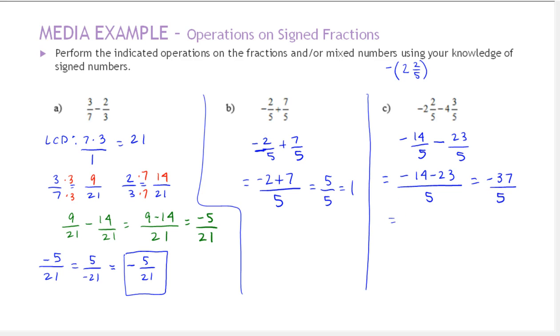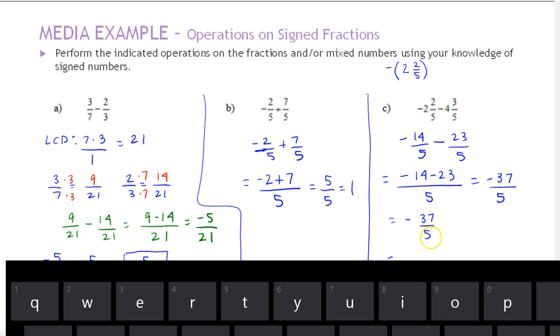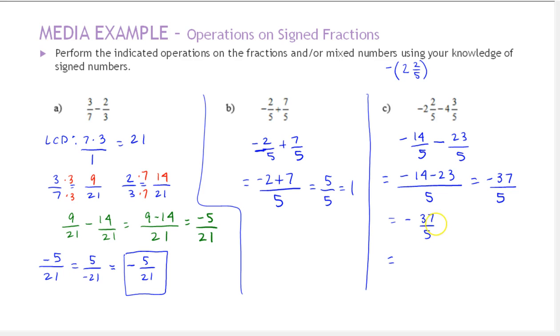And now, again, as an improper fraction, we write the negative out front. So here we had a numerator that was negative, but we think of this as a negative fraction as our result. This improper fraction is completely simplified, but I'm going to write this as a mixed number. And as a mixed number, 5 goes into 37 7 times, with the remainder of 2. So 37/5 is 7 2/5. And since it was negative, we have negative 7 2/5.